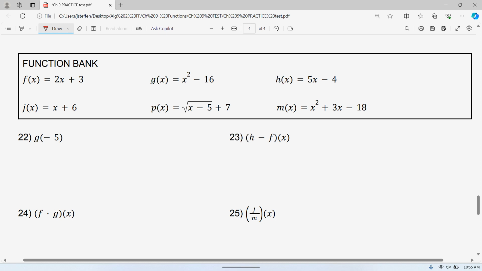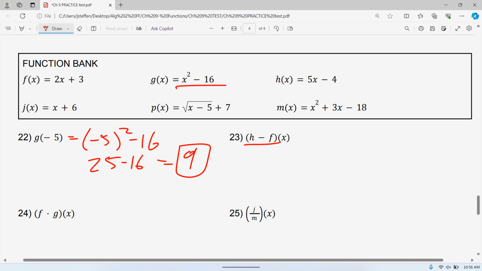Okay, and that brings us to the left page, which is the one with the function bank. I will say on the quiz, this is where a lot of people made mistakes, and it's just mainly because they didn't set it up right, so then they couldn't solve it right. Okay, so g of -5 means plug -5 into that equation. Just remember, a lot of people said -25. -5 squared is not -25, it's got to be positive 25. So 25 minus 16 is 9.